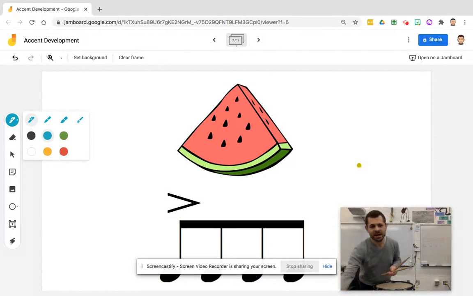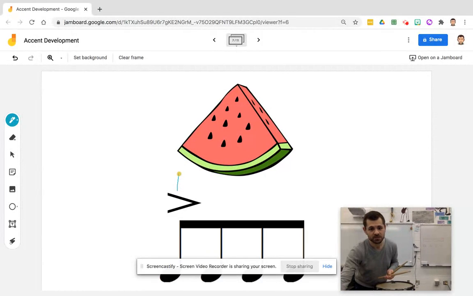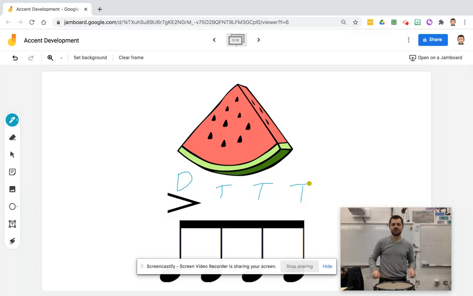So the first one has to be a downstroke. Okay, the first one has to be a downstroke. And then we've just got tap, tap, tap. Down, tap, tap, tap. If you do it once. Try it again. And again. And then the left hand.